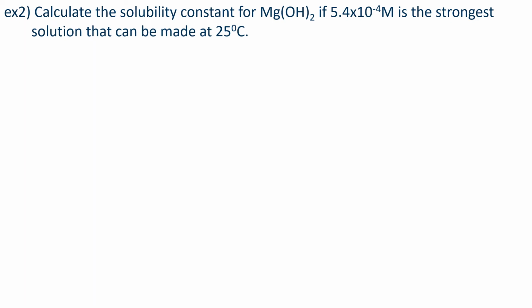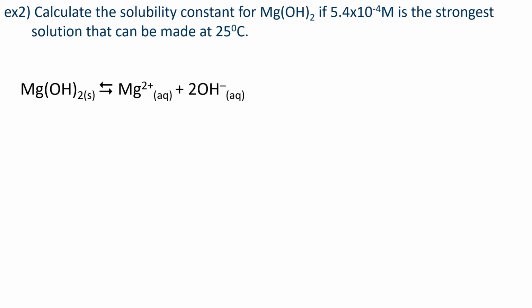Example 2, calculate the solubility constant for magnesium hydroxide if 5.4 times 10 to the negative 4 molar is the strongest solution that can be made at 25 degrees Celsius. So we do the same thing. We start with our balanced decomp reaction. Magnesium hydroxide breaks up into 1 magnesium ion and 2 hydroxide ions.